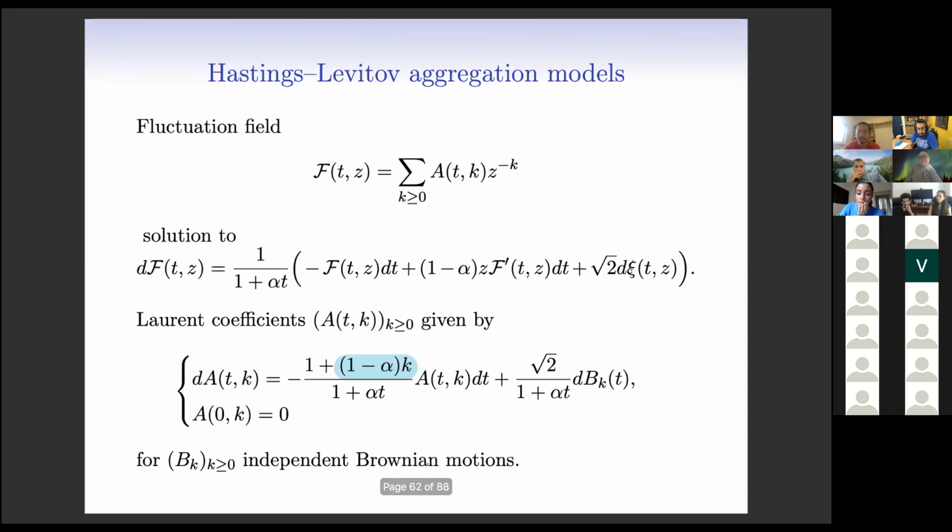Oh, this is just Brownian motions in each Laurent coefficient. Okay, so it's a Brownian motion. Yeah, just independent Brownian motion in each Laurent coefficient. So in particular, the Laurent coefficients behave independently. Okay, thank you.